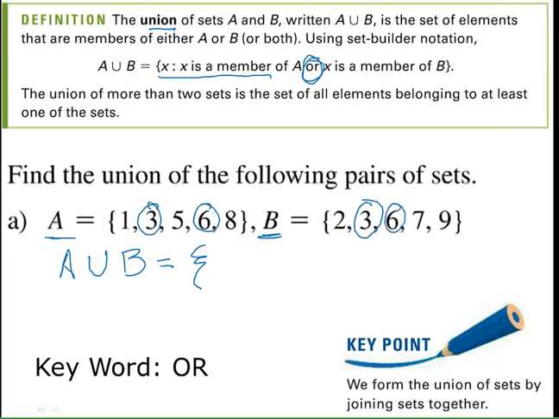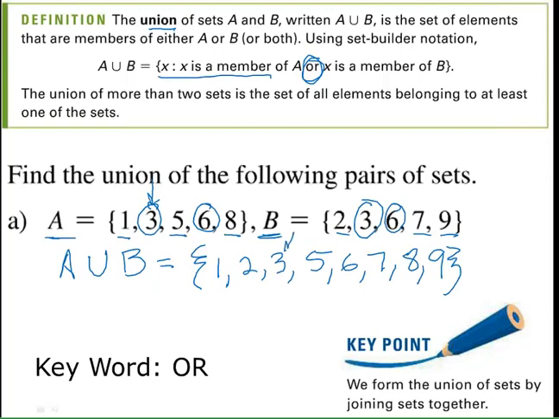And that looks like it, but it doesn't matter because union is "or," so everything that is in either set goes in your overall set. So I count each element once. I got 1, 2, 3, 5, 6, 7, 8, and 9. That is the union of those two sets. Now notice I circled the 3, and I only wrote it once. I circled the 6, because it's in both, and I only wrote it once. You only write each element one time in the union. So this is the word "or." We write an overall set of anything that is in either one of the two sets together. So we're joining the two sets together there.